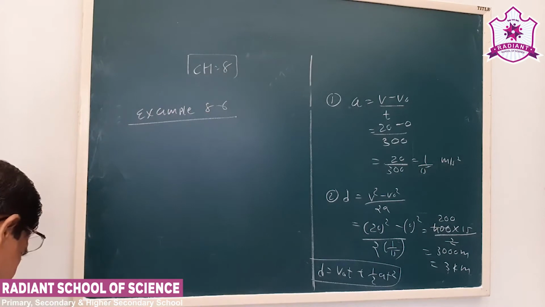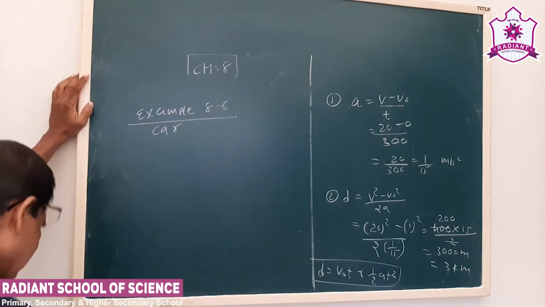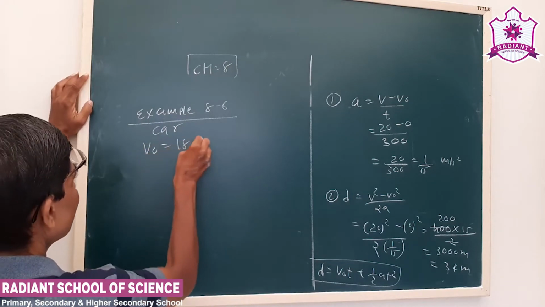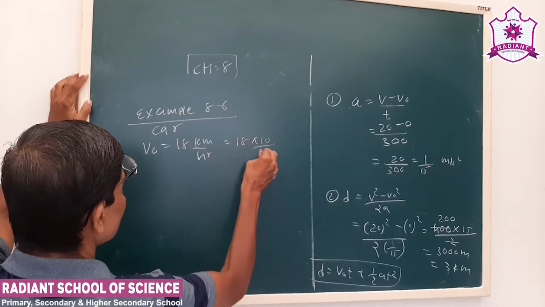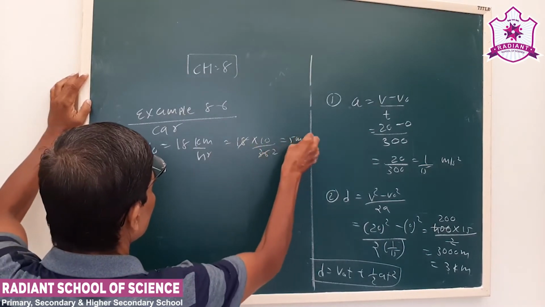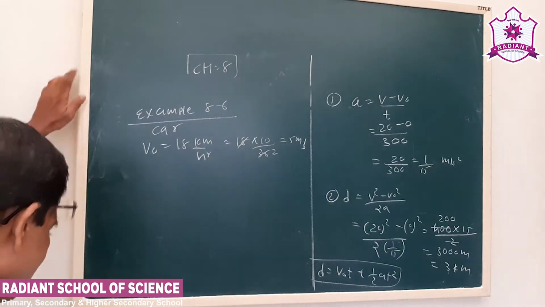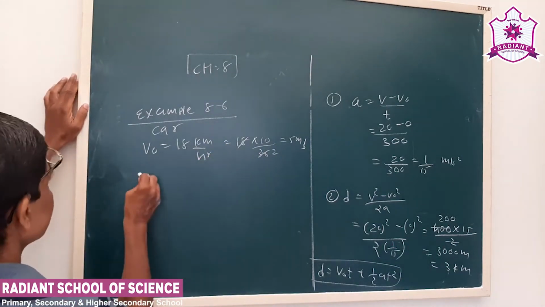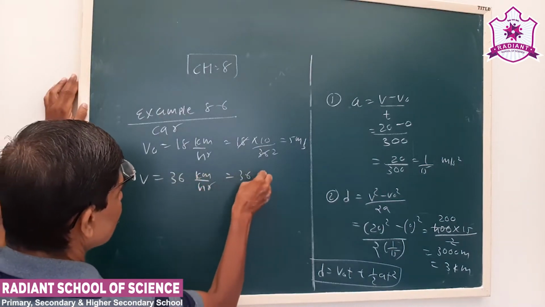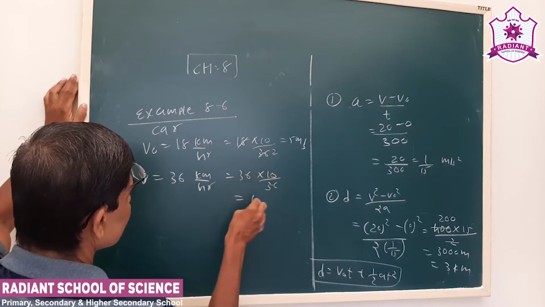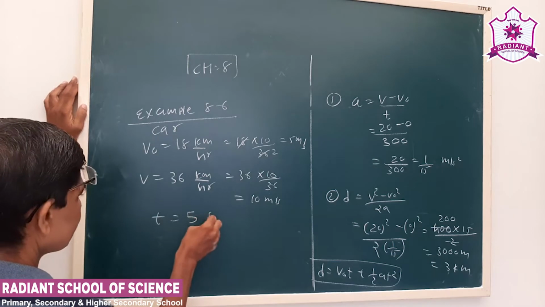Okay. Now, see, a car uniformly accelerates from V0 equal to 18 km per hour. You can use 5 by 18 also, then you will get the same result. Then final velocity is 36 km per hour. Now the time given is 5 seconds.